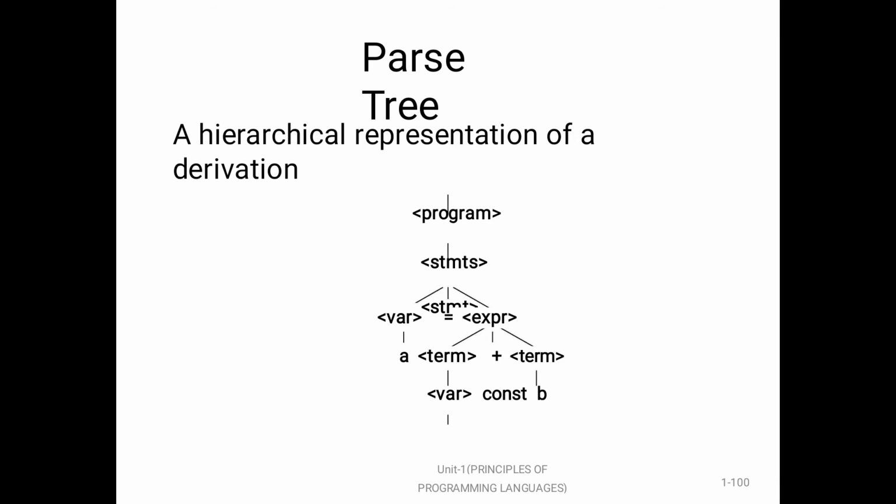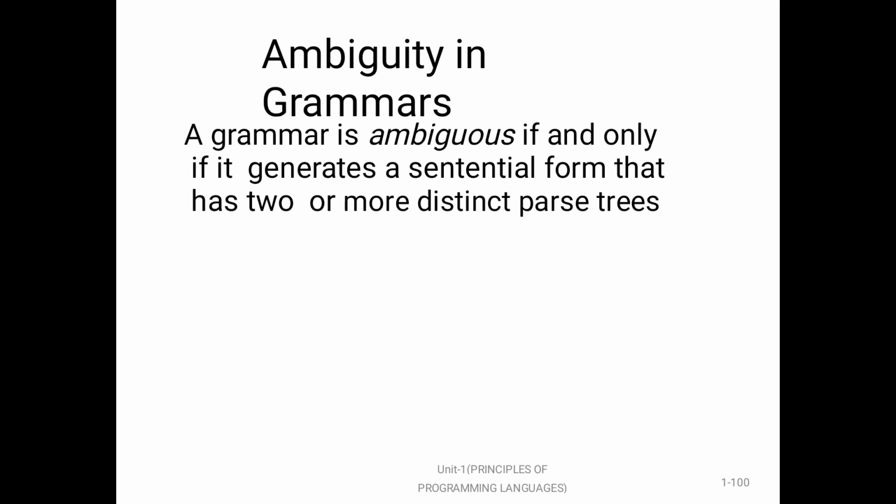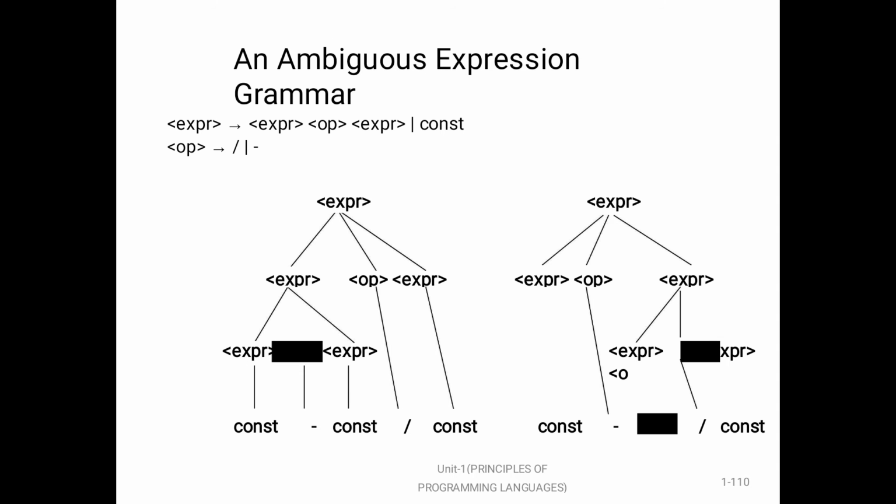So this is a parse tree, a hierarchical representation of a derivation, where we have program, then statements, then variables, then expressions, and we use constants. Now, ambiguity in grammars. A grammar is ambiguous if and only if it generates a sentential form that has two or more distinct parse trees. So it is an ambiguous tree.